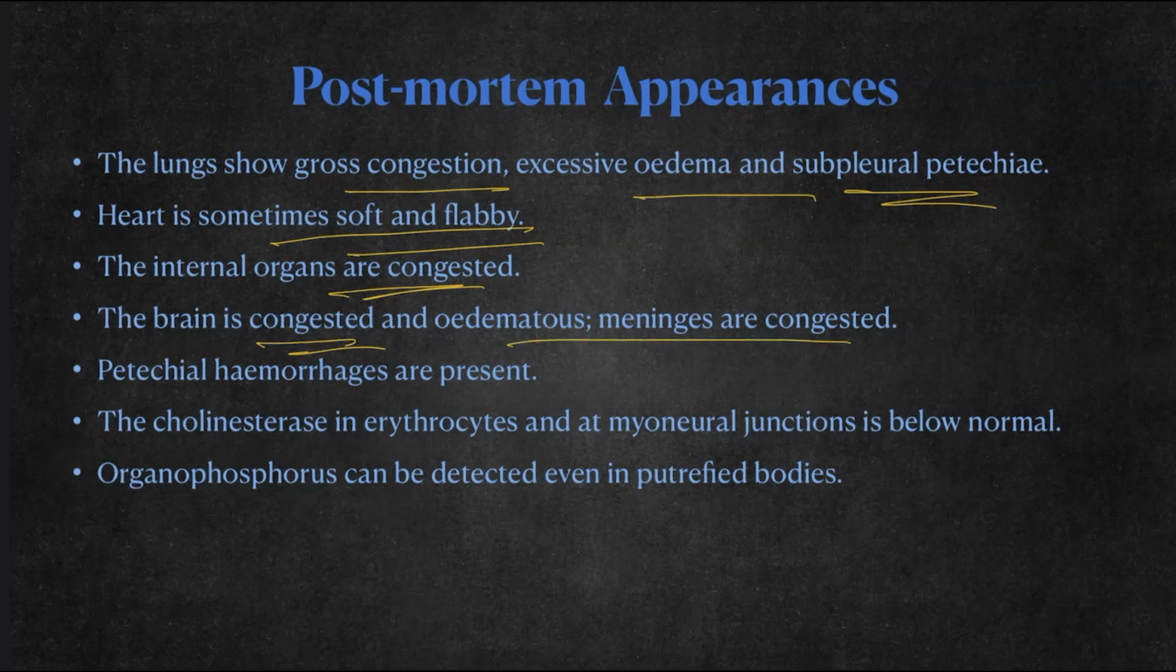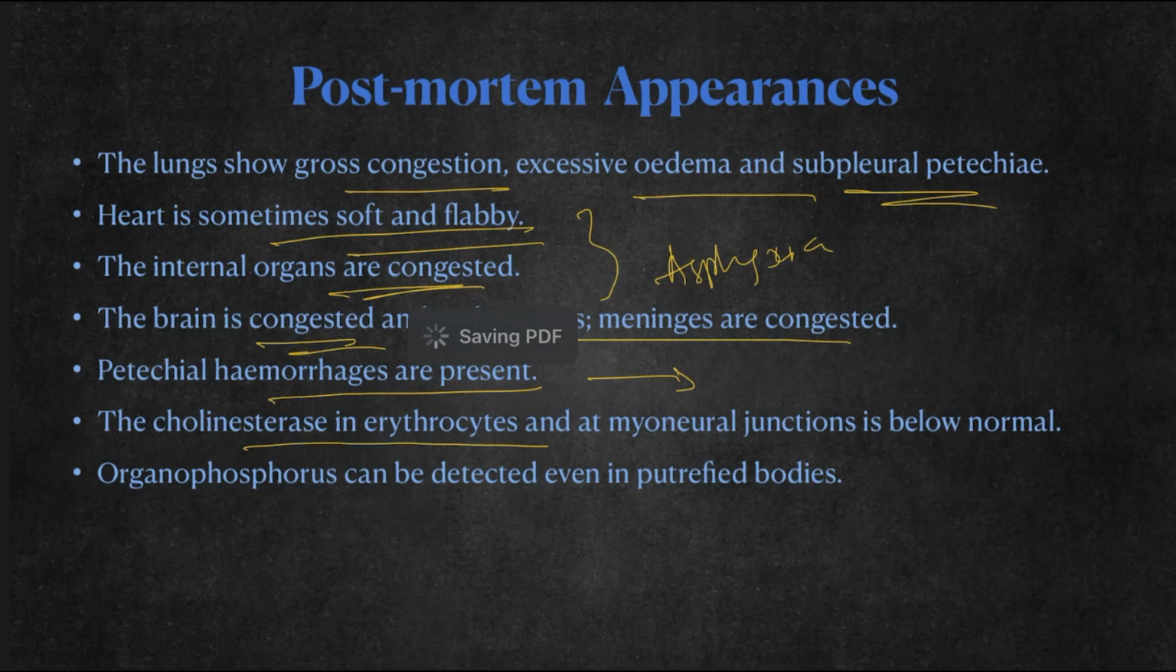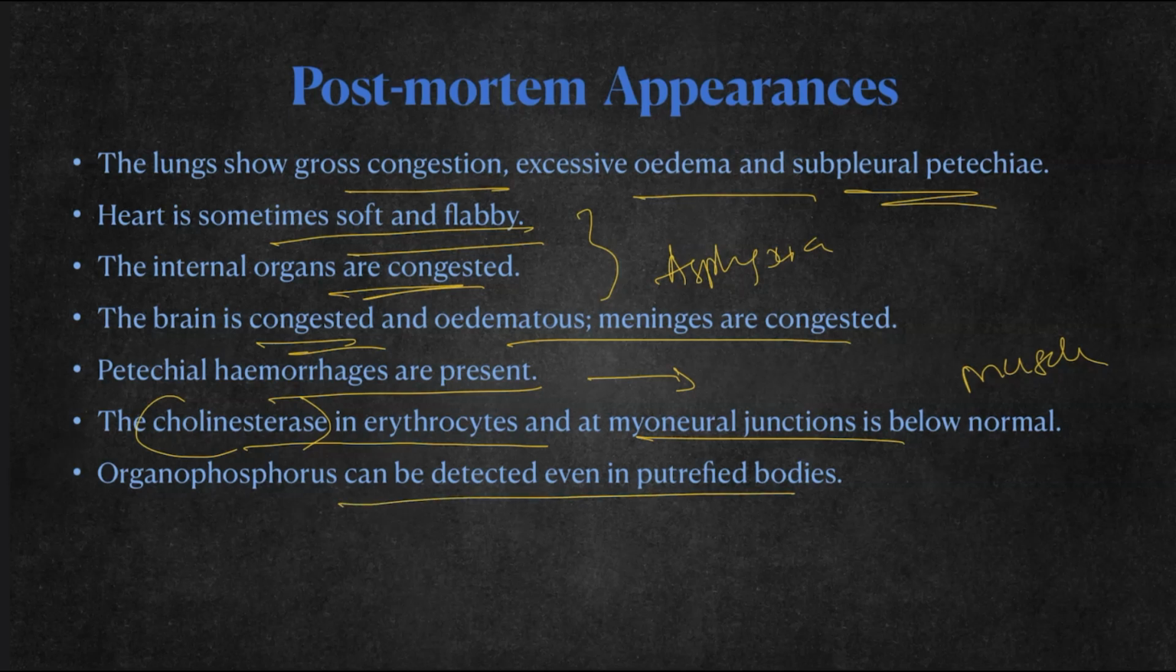So all organs are congested because of asphyxia. Organs are congested, one sign of asphyxia. Petechial hemorrhages are present, again one sign of asphyxia. Cholinesterase in erythrocytes and myoneural junction is below normal. This enzyme estimation should be done by taking samples of muscle tissue. Organophosphorus can be detected even in a putrefied body.